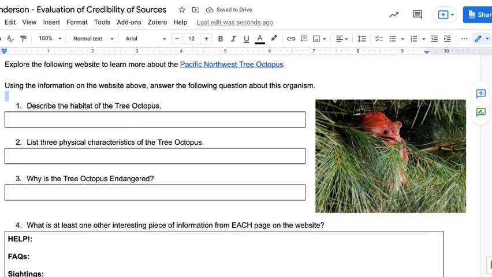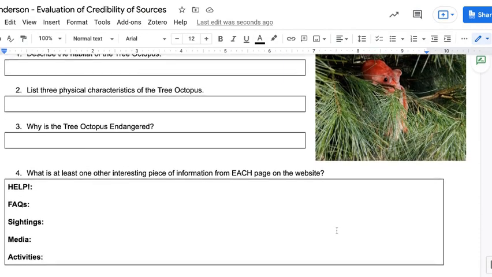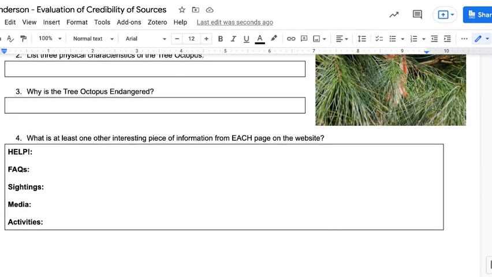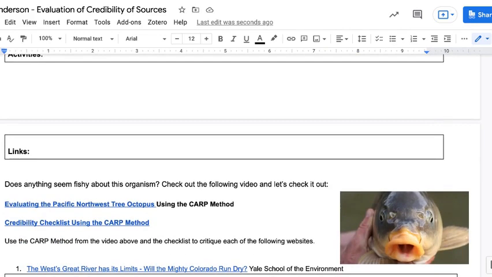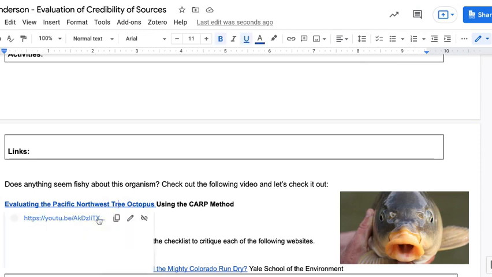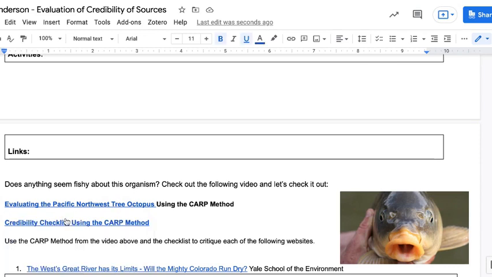So the first few questions you can get from their website: describe the habitat, list 3 physical characteristics, and why is it endangered? And then go ahead and go to their help, their FAQs, and then sightings, and pick out at least one other interesting piece of information from each of those pages. Now, after you've done all that, does anything seem fishy about this organism? Check out the following video. So go ahead and watch this video. Go ahead and pause this.